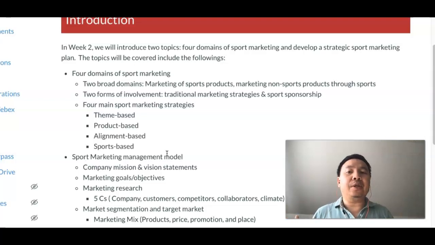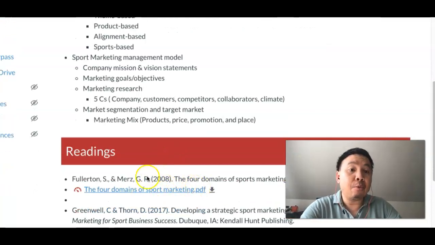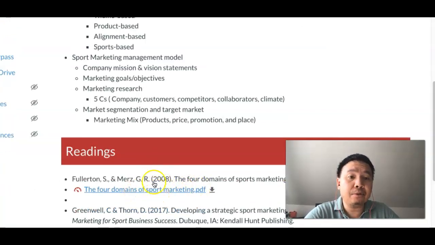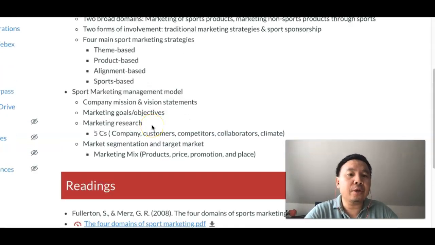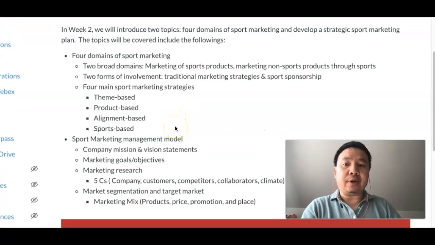4 types of sports marketing strategy: theme-based strategy, product-based strategy, alignment-based strategy, and sports-based strategy. Please go and read these readings, and you should be able to know what those 4 strategies are: what is a theme-based strategy, what is product-based, what is alignment-based, and what is sports-based. So that is the first topic for the second week of the class.